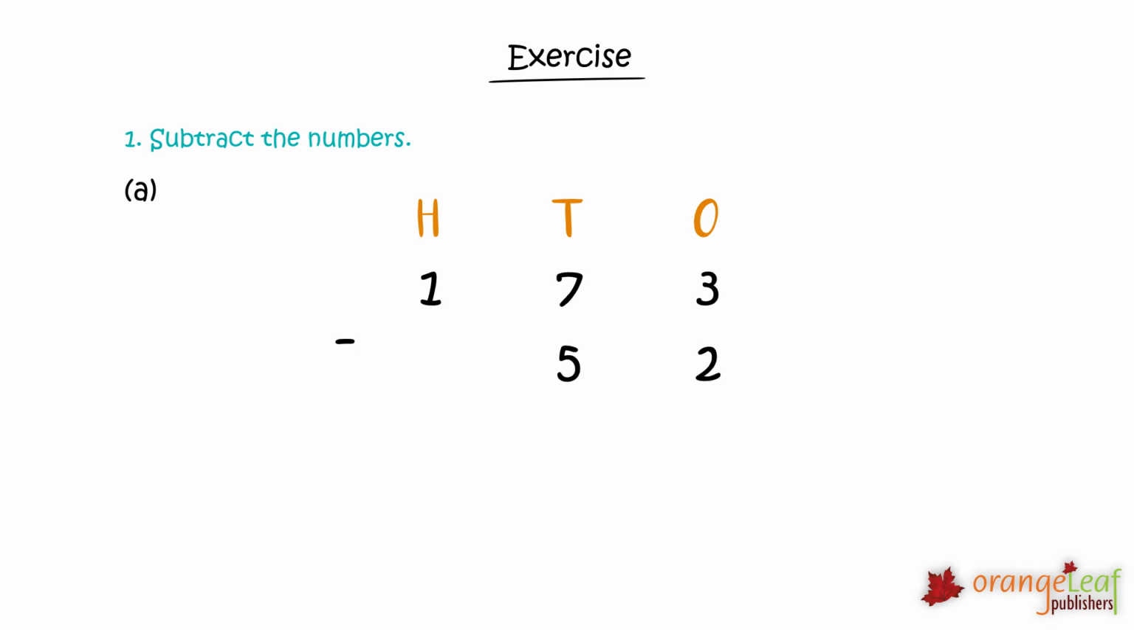Exercise. Subtract the numbers. A. 173 minus 52. Step 1. Subtract the ones place. 3 minus 2 is equal to 1. Step 2. Subtract the tens place. 7 minus 5 is equal to 2. Step 3. Subtract the hundreds place. 1 minus 0 is equal to 1. The answer is 121.